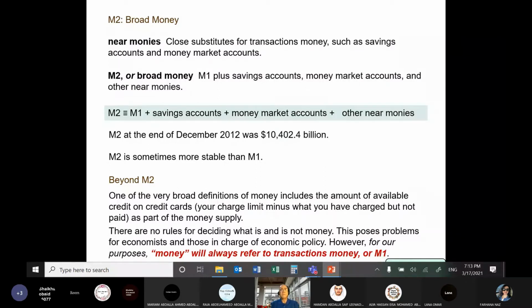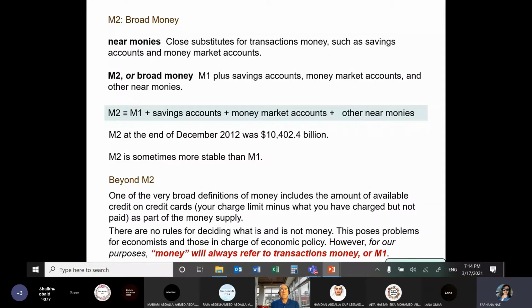Farhane. Do I have to read the definition, just as you explained, or beyond M2? As you like. No, yeah. You are explaining that. Go ahead. I have to read it again. Go ahead, Farhane. Read whatever.